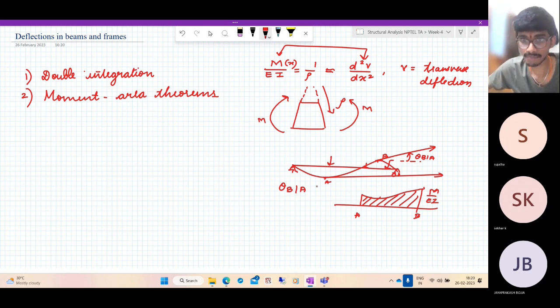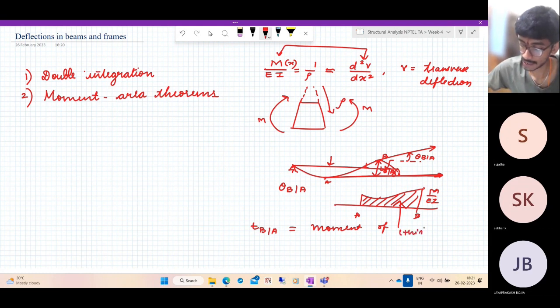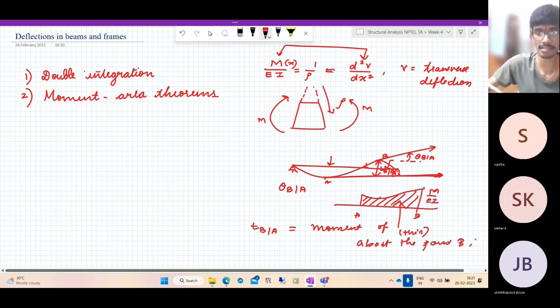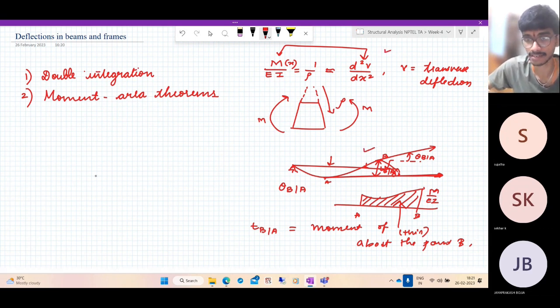What was the other theorem? The tangential deviation. That is, with respect to a tangent drawn here, how much is this away? This quantity we call t B with respect to A. And what is t B with respect to A? It is the moment of this area about the point B. So these were the two methods. One was by integration, by calculus, and the other was geometric.